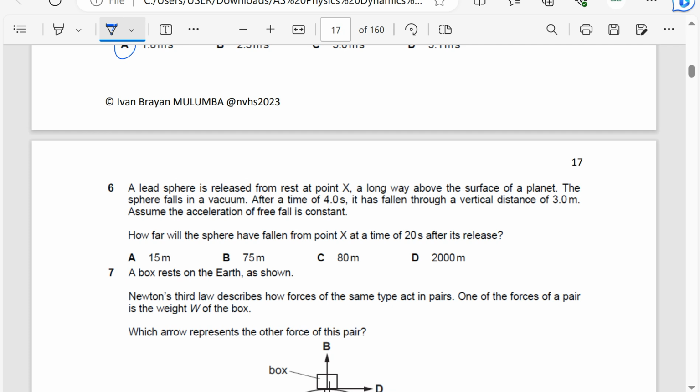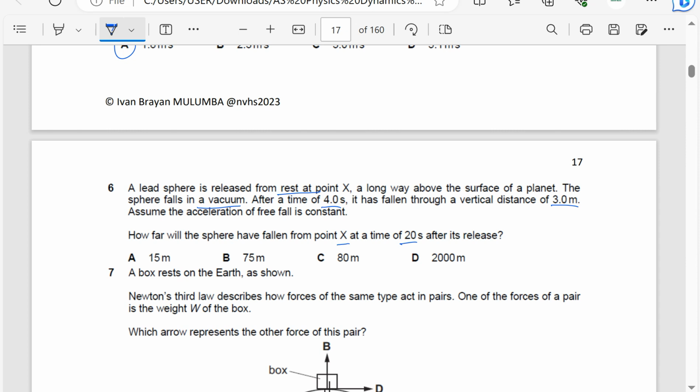A lead sphere is released from rest. That means initial velocity is 0 at point X, a long way above the surface of a planet. The sphere falls in a vacuum. There's no air resistance. After a time of 4 seconds, it has fallen through a vertical distance of 3 meters. Assume the acceleration of free fall is constant. How far will the sphere have fallen from point X at a time of 20 seconds after release?